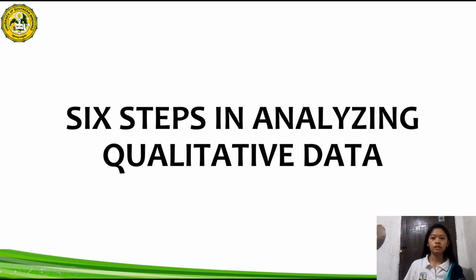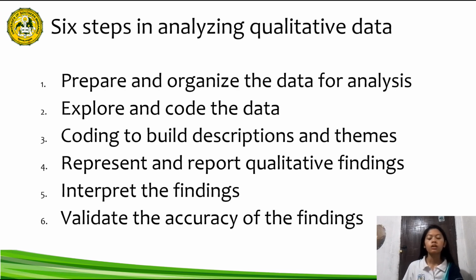So what are the 6 steps in analyzing qualitative data? First is to prepare and organize the data for analysis. Second, explore and code the data. Third, use coding to build descriptions and themes. Fourth, represent and report qualitative findings. Fifth, interpret the findings. Sixth, validate the accuracy of the findings.